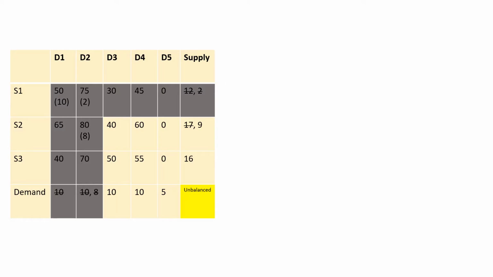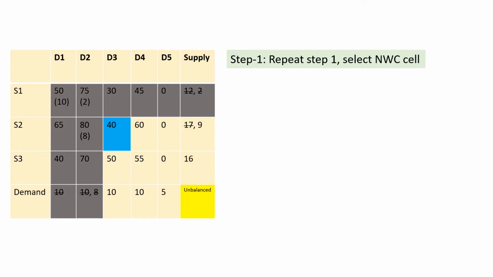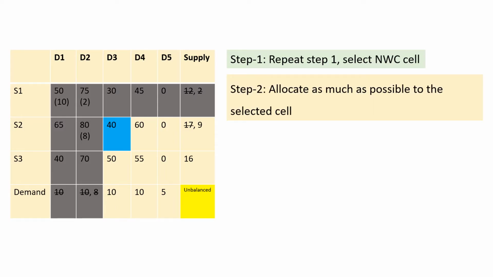And the next step is to repeat from step 1. Step 1 is finding the northwest corner cell. This northwest corner is 40, so we allocate on 40. The corresponding numbers are 9 and 10, so we allocate 9. Then 9 will be cancelled, and 10 minus 9 is 1, so 1 remains here in the demand.